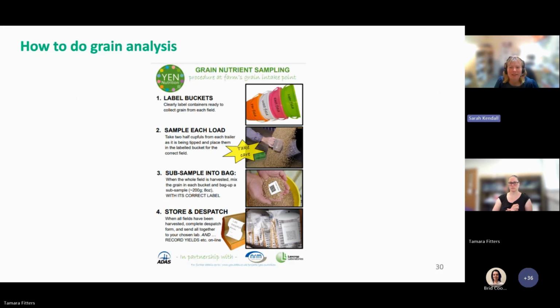And there's lots of guidance available to support sampling for grain analysis. So this just talks through, it seems obvious, but at the time when people are in a rush, it's very easy to not necessarily do things correctly, and it impacts the accuracy of the results that you get out at the end. So having good labels so you know what samples came from which field, making sure that you're sampling each load as it comes back from the grain store, and then take a subsample ready to send off to the lab. So it's just making sure that you use good principles for sampling to get the best results.